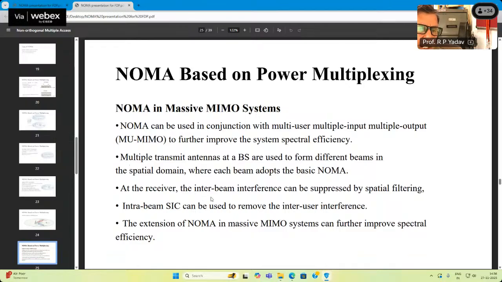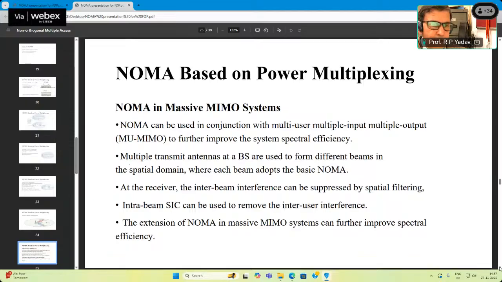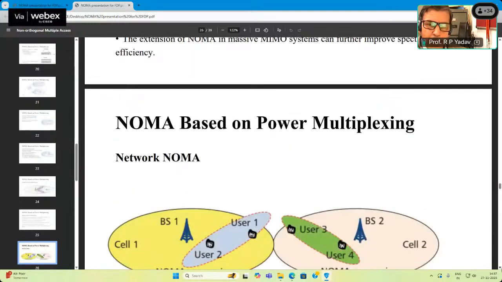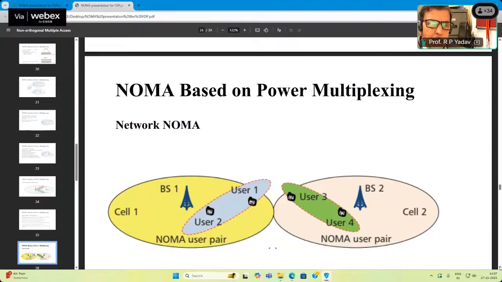At the receiver, inter-beam interference can be suppressed by spatial multiplexing filtering. Intra-beam SIC can be used to remove the inter-user interference. These are obviously some helping techniques. The extension of NOMA in massive MIMO systems can further improve spectral efficiency. NOMA is based on power multiplexing.